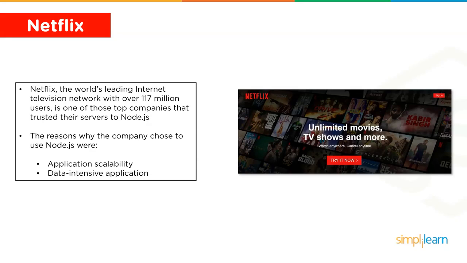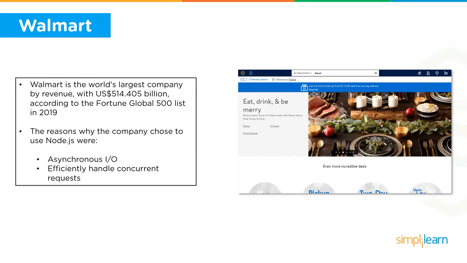It is basically the potential of an application to grow in time, being able to efficiently handle more and more requests per minute. A data-intensive application allows millions of people to stream Netflix simultaneously. Next up is Walmart. Now Walmart is the world's largest company by revenue with around 514 billion US dollars according to the Fortune Global 500 list in 2019.